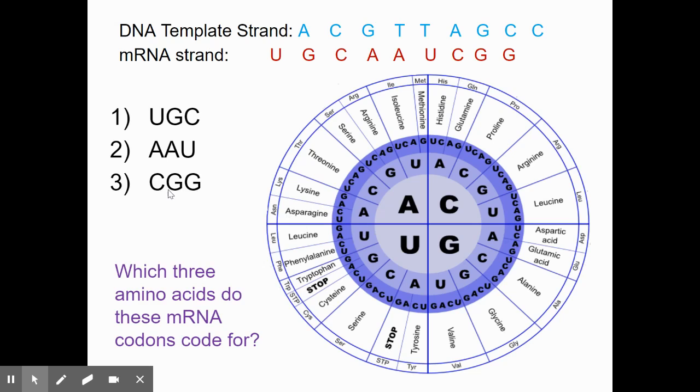And the last one is CGG. Here we go, right? We start in the middle once again. We see our C, followed by G, and the last letter in that codon there is G. That's going to give us the amino acid known as arginine.